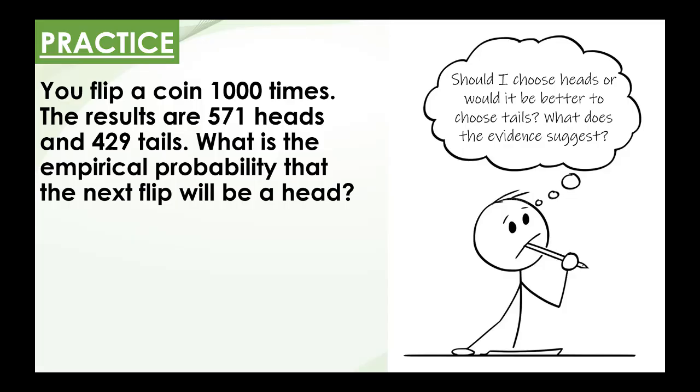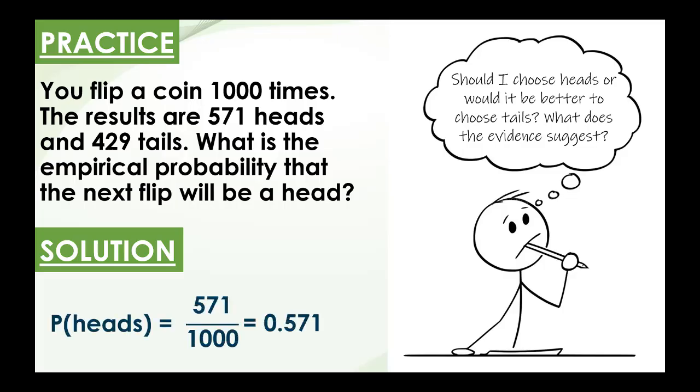So hopefully by now you can see what the answer here is. It's not 1 out of 2. It's not 50-50. The probability that the next coin will be a head is going to end up being 571 out of 1,000. Because when we did this experiment 1,000 times, it came out heads 571 times and tails 429 times. So the empirical probability of heads would be 571 out of 1,000.